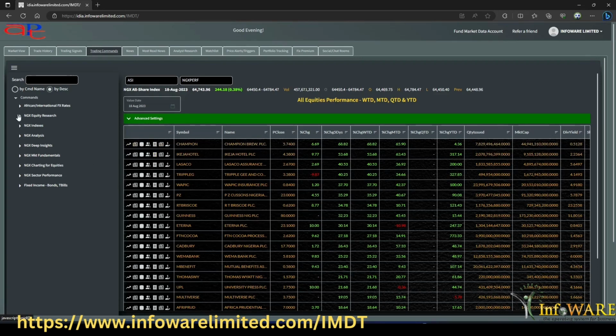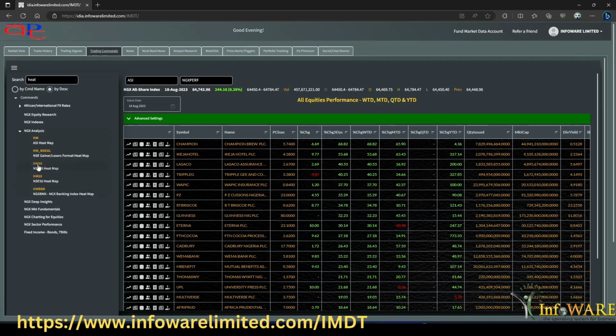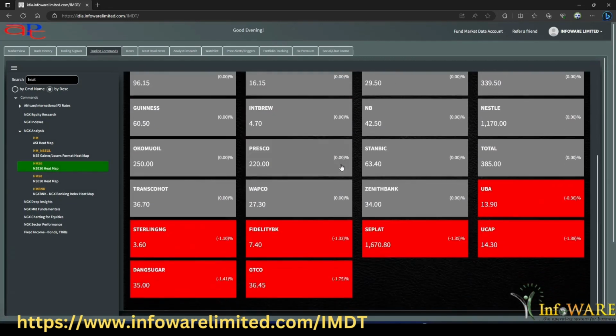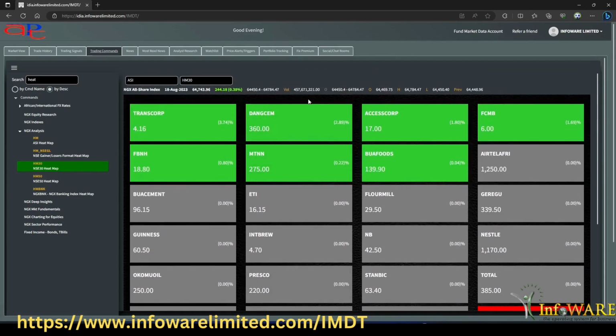You can have a view of all the charts, and one of the cool things about this is you can very easily filter. I could say I'm looking for heat maps, for example. If I do that, I can expand, and it lets me see where the heat maps are. If I click on that, for example, I can see the NGX30 heat map. It gives you a visual indication of what's going on in the market.